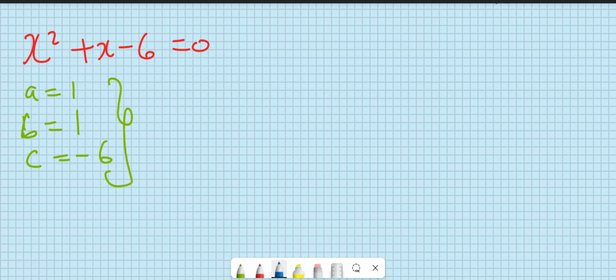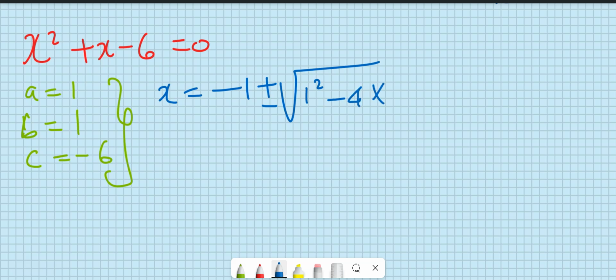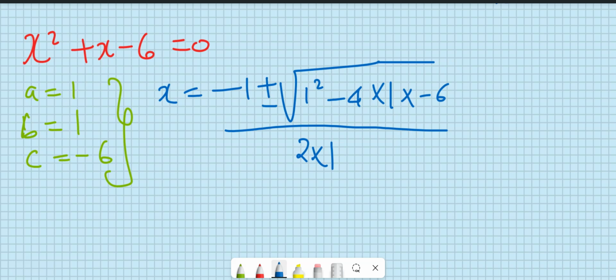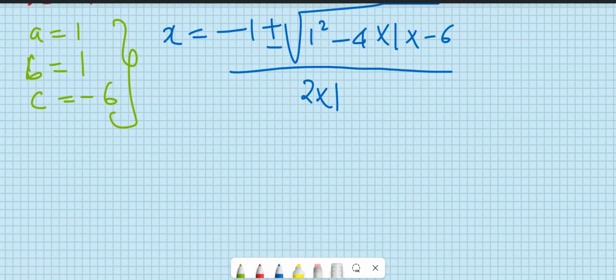The next thing is solving. So x will be given by negative 1 plus or minus the square root of b squared, that is 1 squared, minus 4 times a, which is 1, times c, which is negative 6. Then divided by 2 times 1. Therefore x will be given by negative 1 plus or minus the square root of what?